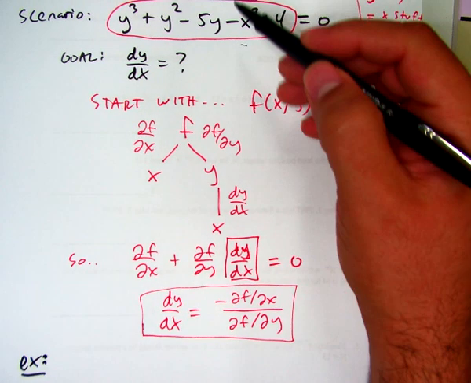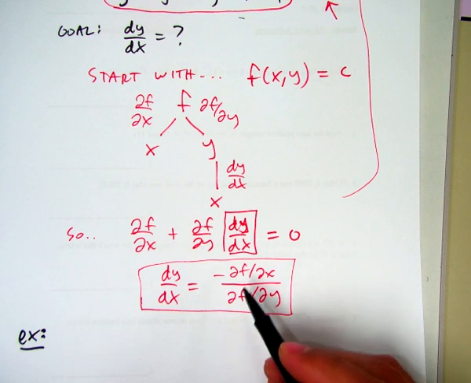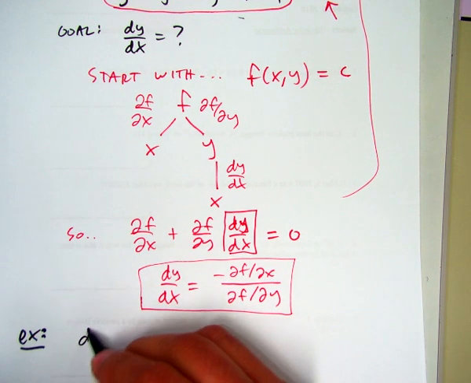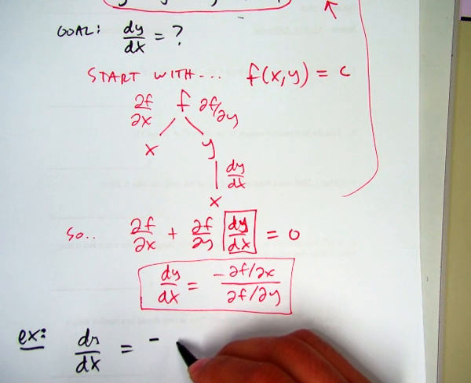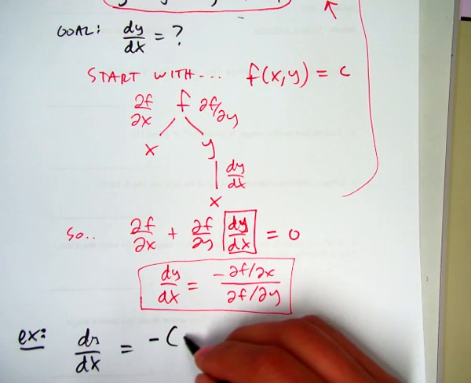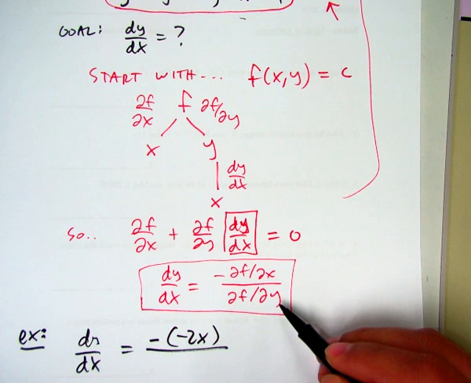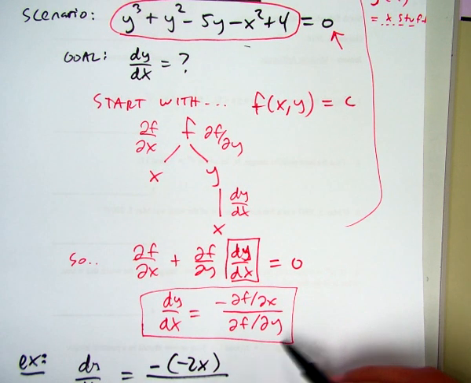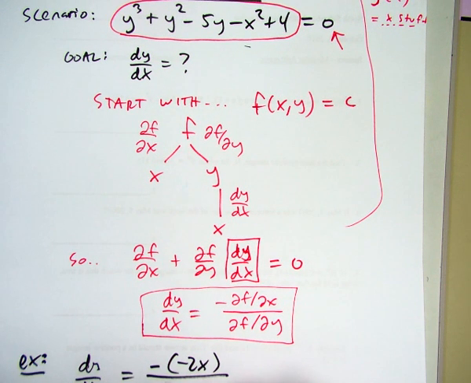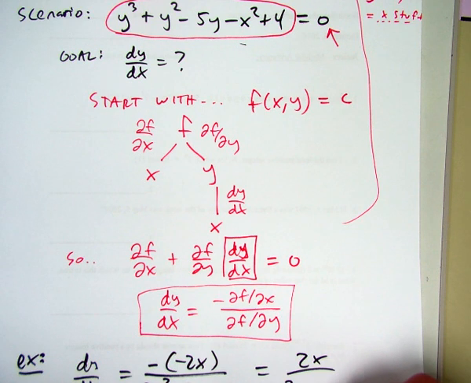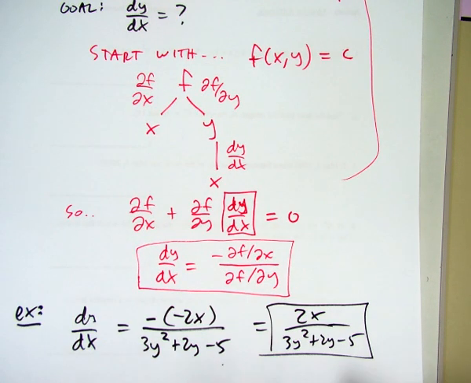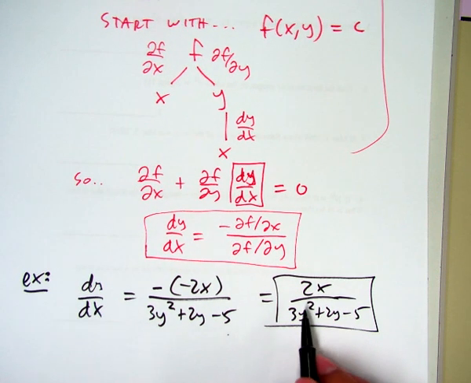This is the scenario we had. What is partial f, partial x? Negative 2x, right? And then partial f, partial y would be 3y squared plus 2y minus 5, and we're done. This is our dy/dx without having to actually do any implicit differentiation.